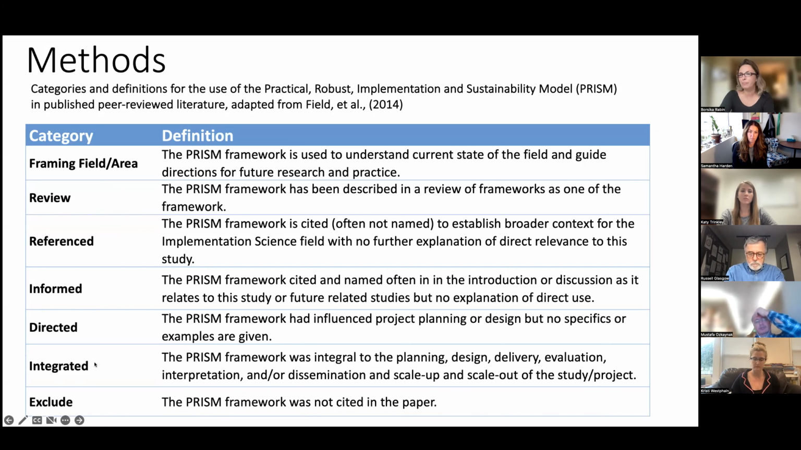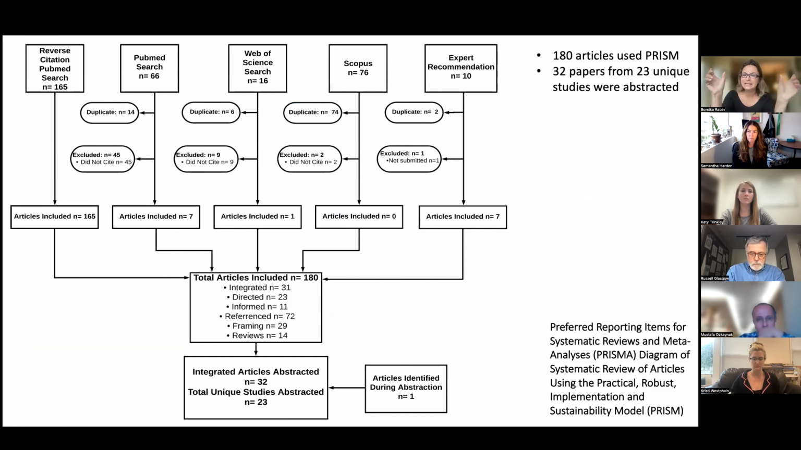And then we found that some of the papers we identified were not actually using PRISM, even though they came up in the search, so those were excluded. So when you look at these different categories, here you can see our PRISMA figure. We found a total of 180 papers that included PRISM in one of those manners that I mentioned. Of those, 32 papers used it in an integrated way. Some papers were published on the same study, so once we combined those papers, we had 23 unique studies. And that was the basis for our in-depth analysis.